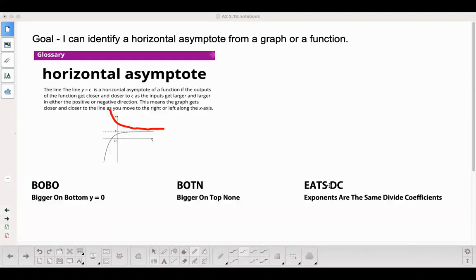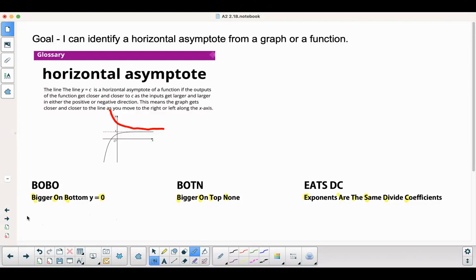All right, so I have this BOBO, BOTN, EDC down here. So if I have a rational function, BOBO stands for bigger on bottom, y equals 0. Okay, so the bigger on bottom is 0. And when I say bigger, we're talking about the degree of the top and the bottom. Okay, so let me give you, and then let's go to the next one. BOTN, bigger on top, is none. And then if the exponents are the same, divide the coefficients.